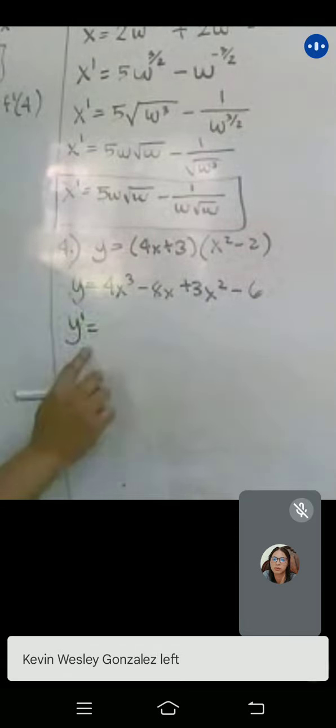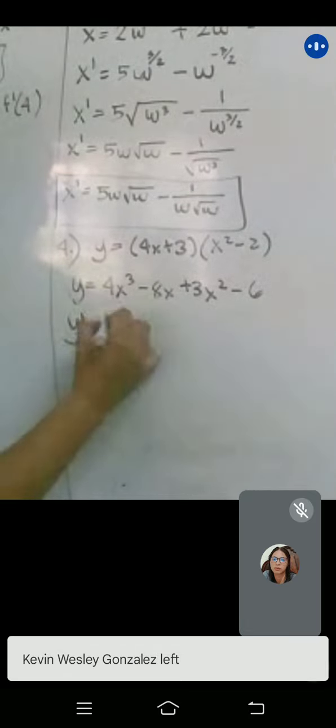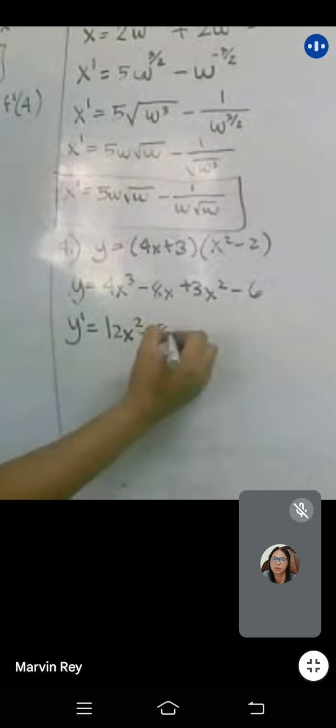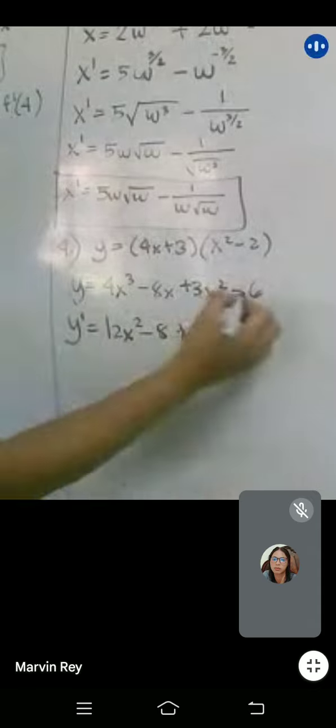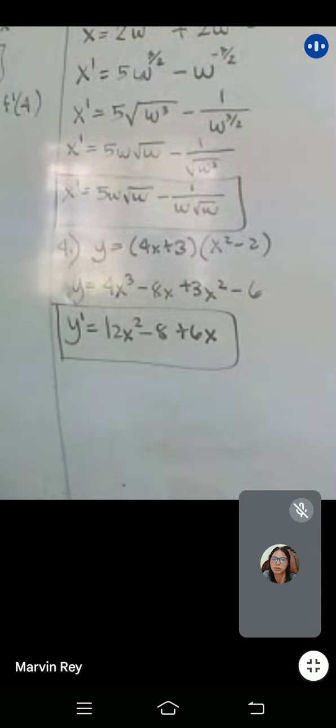So y prime, 3 times 4 is 12x squared. 1 times negative 8 is negative 8. x to the power of 0 is 1. 2 times 3 is positive 6. x, the exponent becomes 1. So the derivative of 6 is 0. So therefore, this will be your final answer.